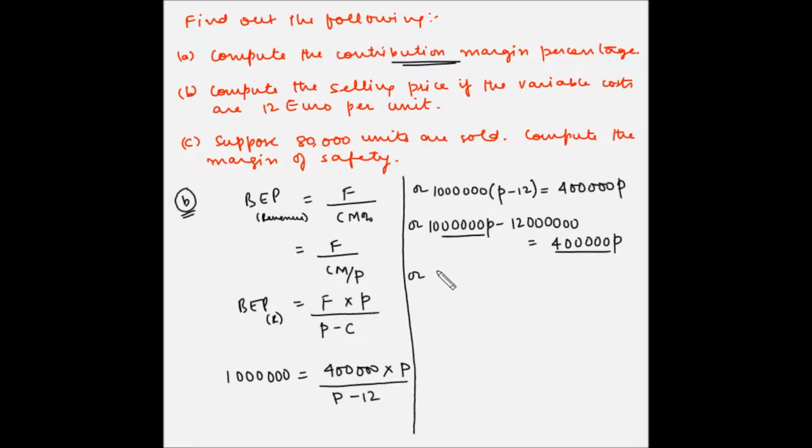So now let's bring the terms with the variable P on one side and the numbers on the other side. So we get 1 million P minus 400,000 P is equal to 12 million, or 1 million minus 400,000 is 600,000.